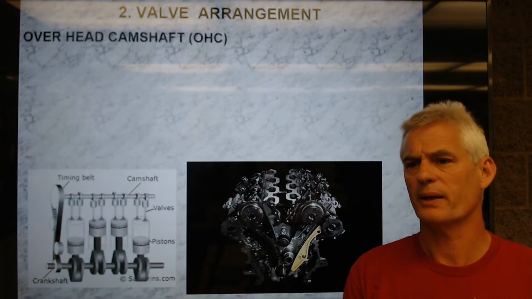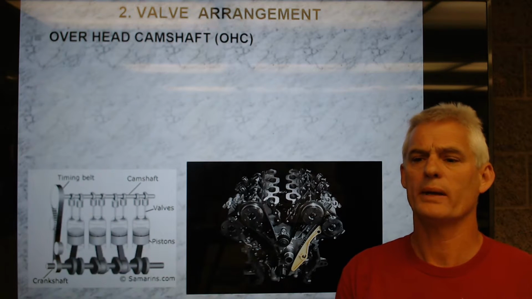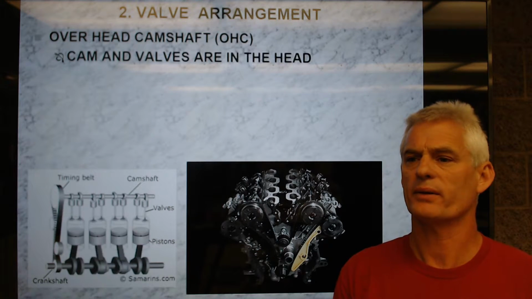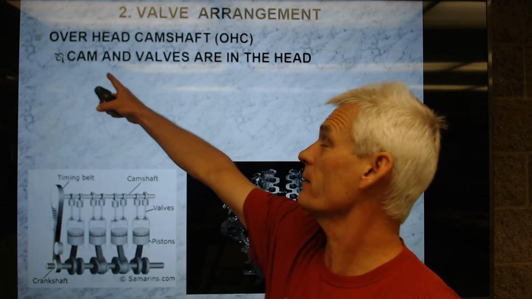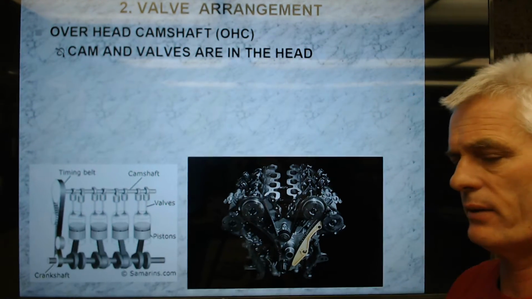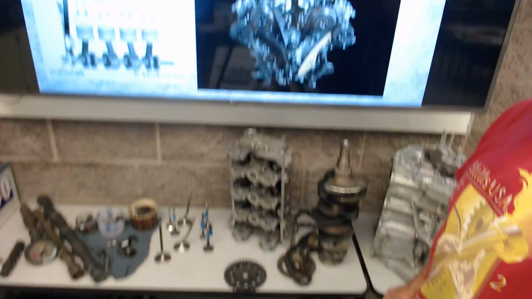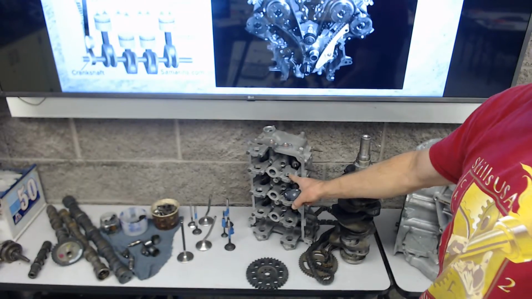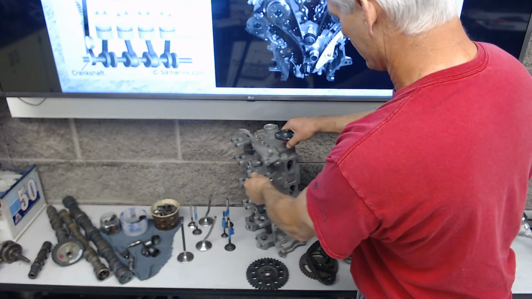The next valve arrangement we have is overhead camshaft, or OHC. This is where the cam, short for camshaft, and the valves are in the cylinder head. So the one that I have down here on the table is that type. This cylinder head right here is an overhead camshaft engine.